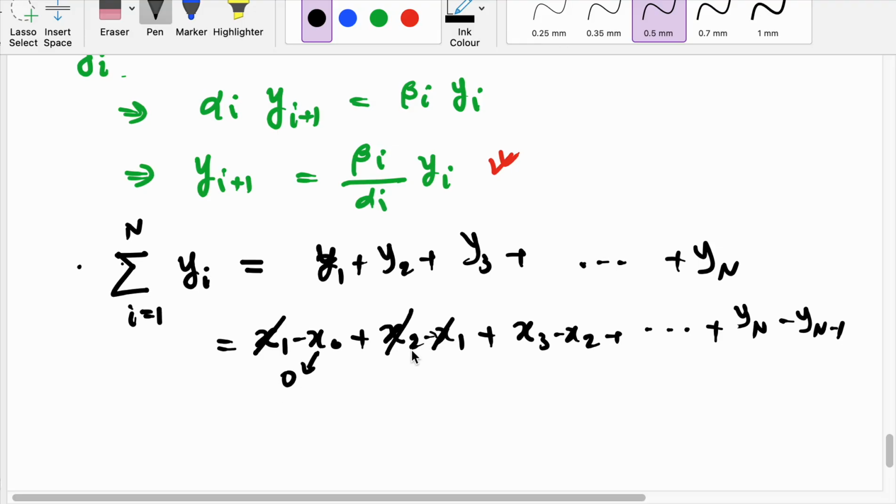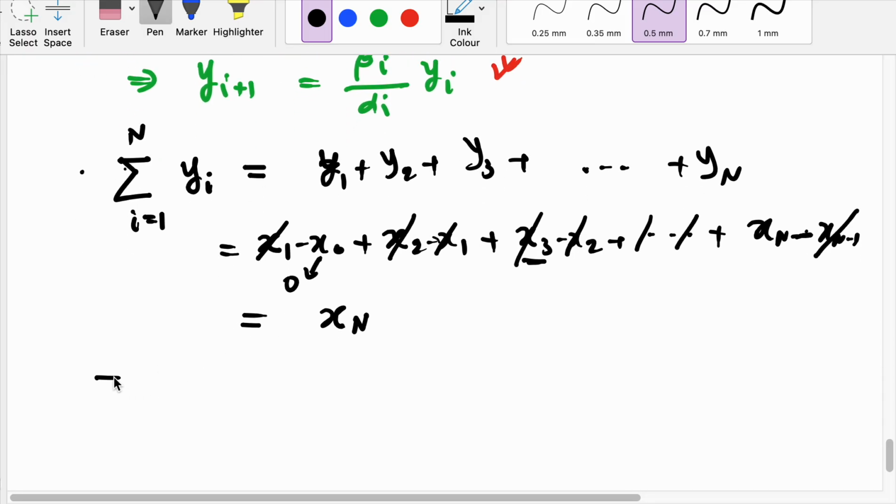Now this term will cancel with this, and again you will find this term will cancel with this, and with the previous term you will find that this term will also cancel. This is with xn minus xn minus 1, so this term will be cancelled with the previous term. Now the only thing left will be xn. So if I sum over all i of yi, I will get xn.